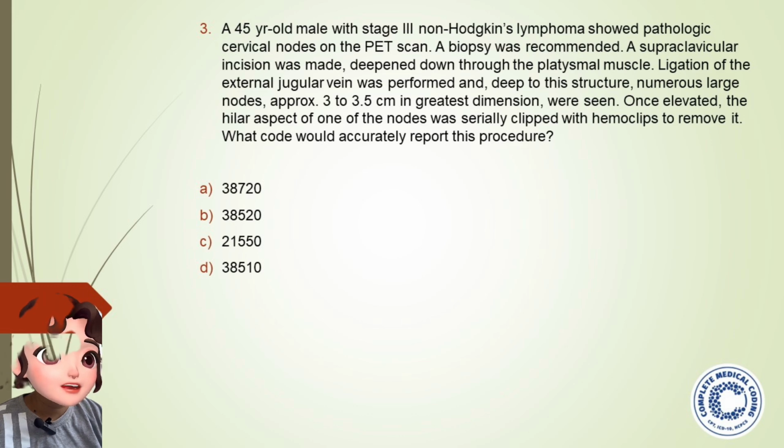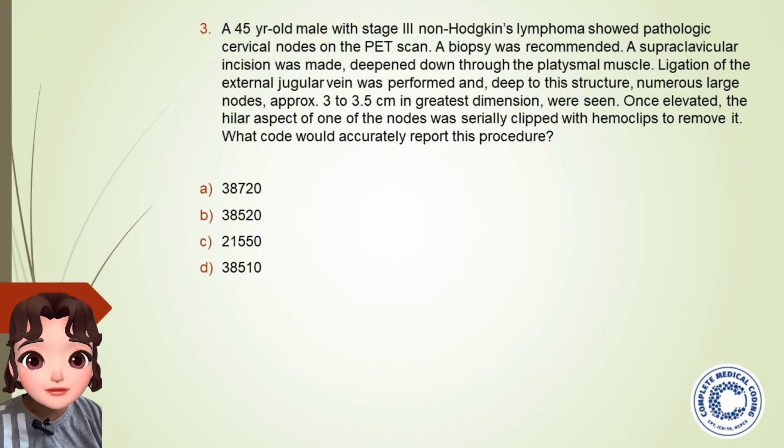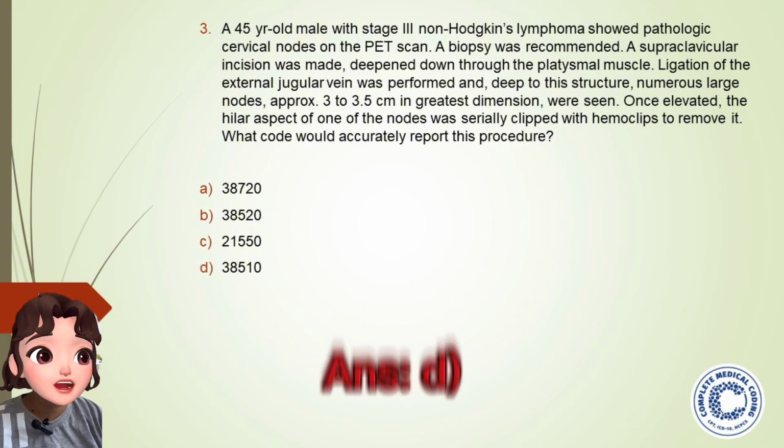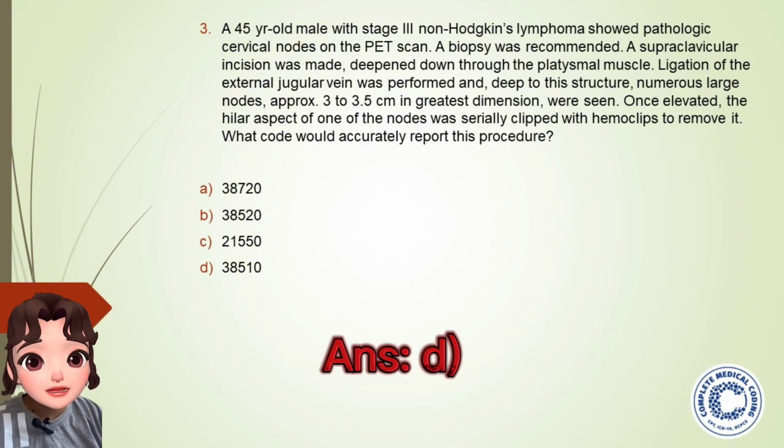Lymphoma. See, here it's mentioned in the question, lymphoma showed pathologic cervical nodes. So that cervical node was excised, was biopsied. Biopsy was recommended. The remaining is just mentioning how the procedure is being done. So biopsy of cervical nodes, that is what we need. Open deep cervical nodes, which is there in CPT code 38510. So our correct answer will be option D, 38510.